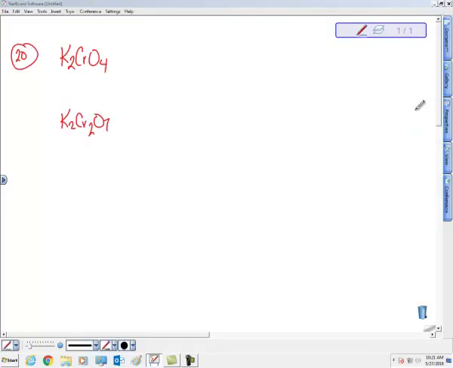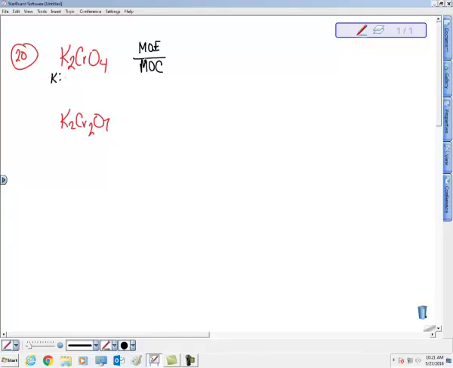Alright, so this deals with percent by mass. And percent by mass is always part over whole. And what that means is mass of the element over the mass of the compound. So we have quite a bit of math to do on figuring out the molar mass.